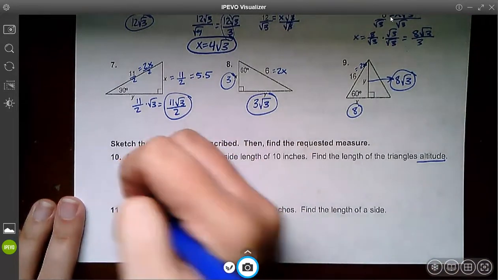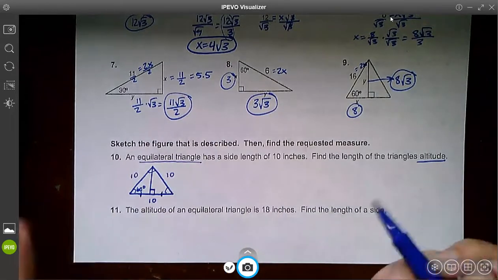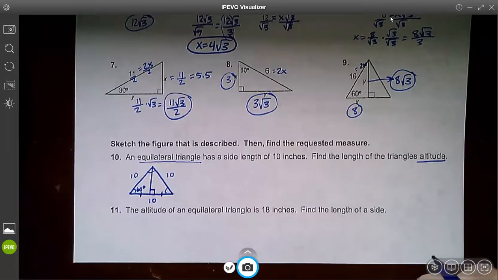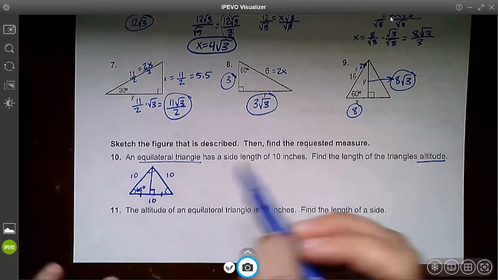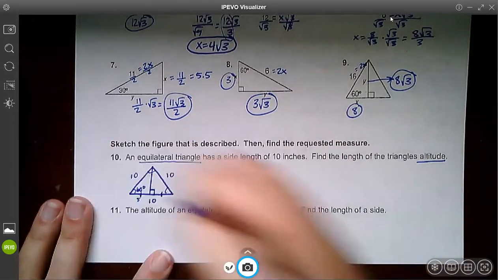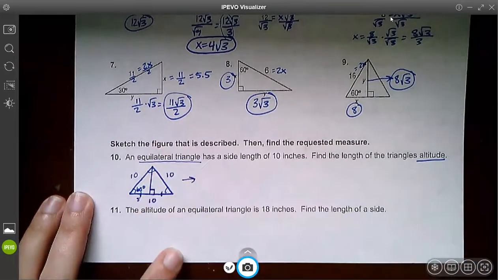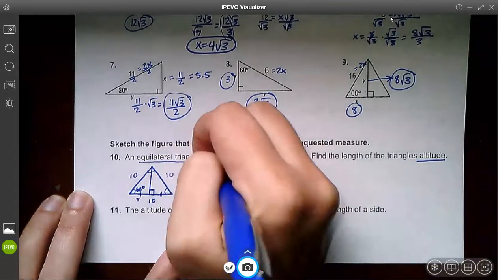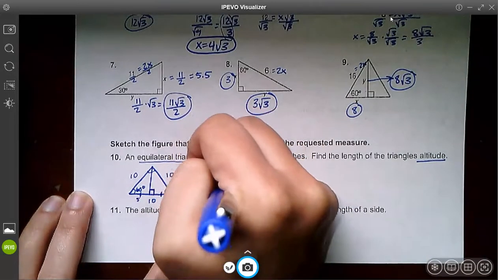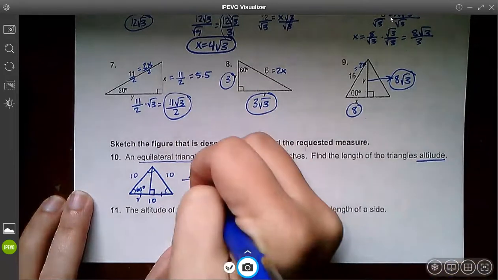Altitude is not something that's covered in Math 3. It's one of those triangle segments like we talked about before. But because of this, that makes this one half of that, which is 5. So now we have this triangle from the one we just started with.